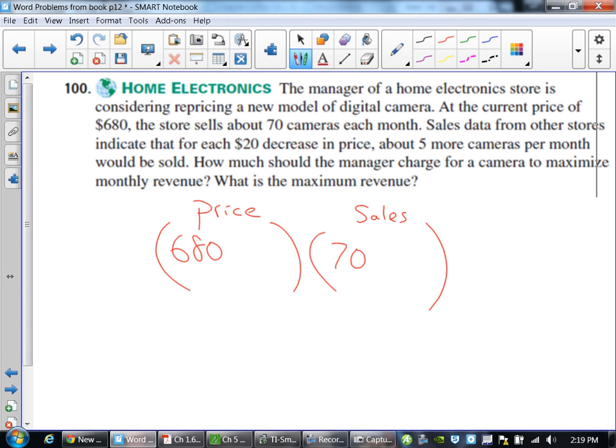The variance occurs when you bring in, for every $20 decrease in price, you sell 5 more cameras. So what they're saying here is that every time I drop the price by 20 bucks, my sales will increase by 5. Drop the price by 20, I get 5 more. Drop it by 40, I get 10 more. And so on. That's where the value of X comes into play. That value of X is the multiplier to both of those. If I decrease the price by 20, I increase my sales by 5.